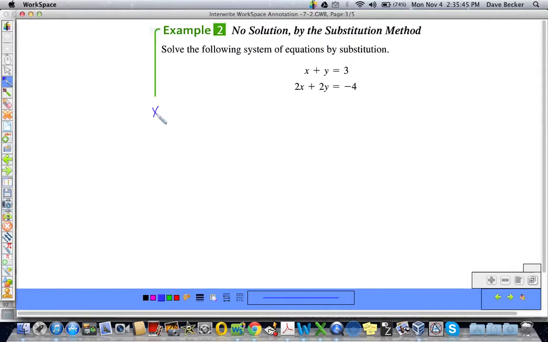So x plus y equals 3. I could solve for y or for x. I'm going to go ahead and solve for x, and I'm going to subtract y from both sides.